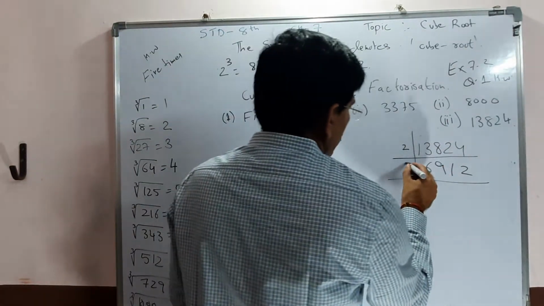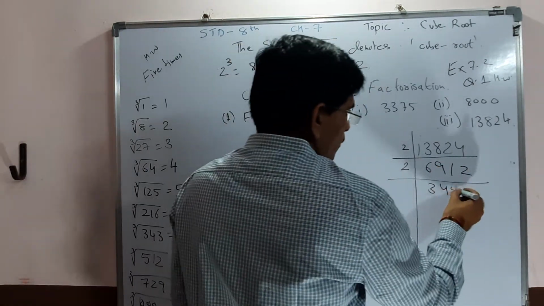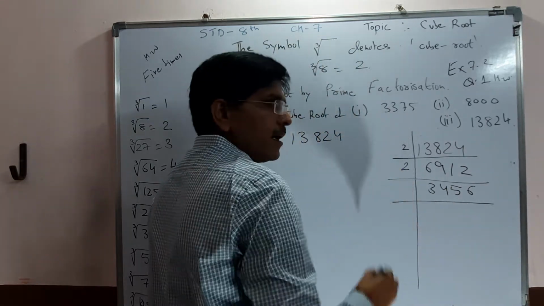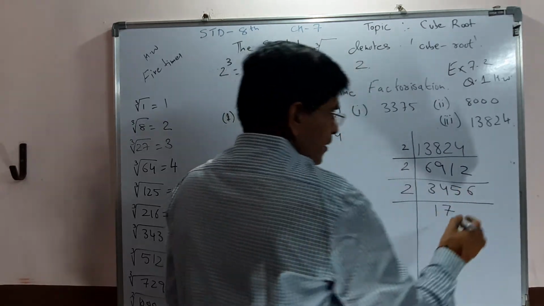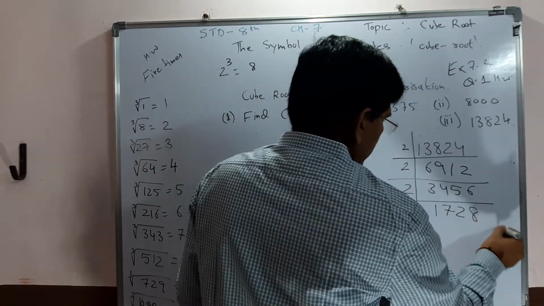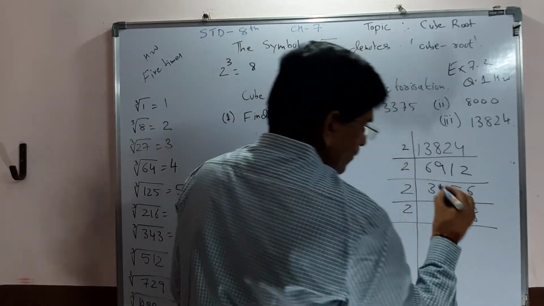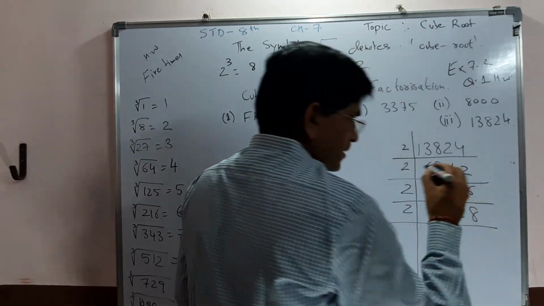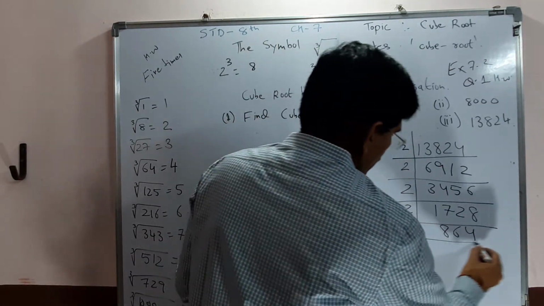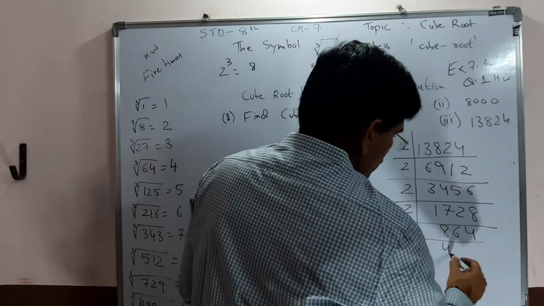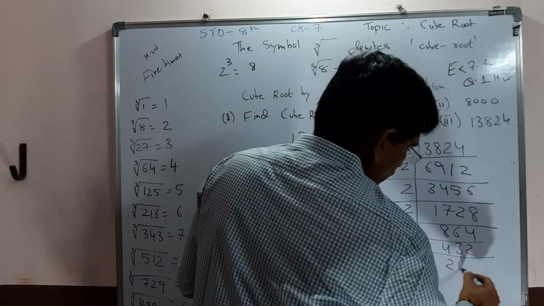Now again unit place is 2, so I have to divide it by 2. Again divide by 2. Again unit place we can do it by 2. 2 8s are 16, 2 6s are 12. Again we have to do by 2. Again by 2, 216.